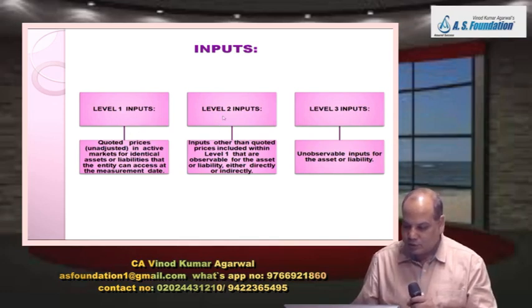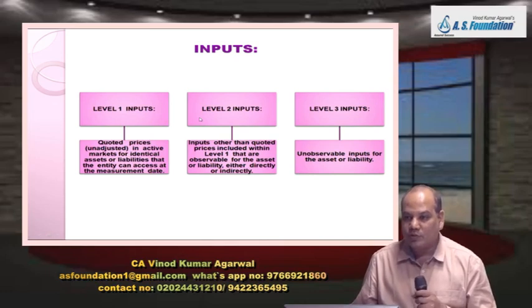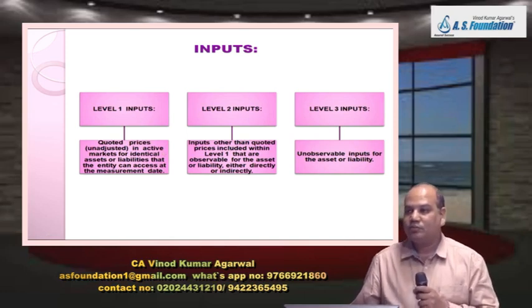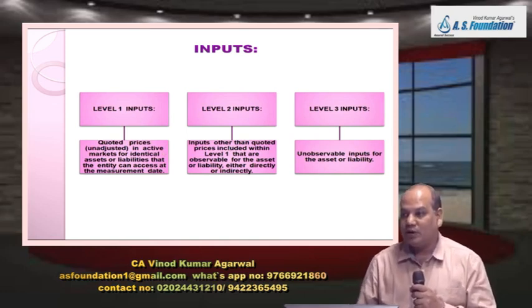What is level 2 input? Level 2 is also observable input. Levels 1 and 2 are both observable, but for level 1 you have a direct quoted price available. For level 2, the direct quoted price may not be available, or even if it is available, it is in a less active market. Sometimes there is a market for level 2 input also, but the market is not very active. So then it will become level 2 input.